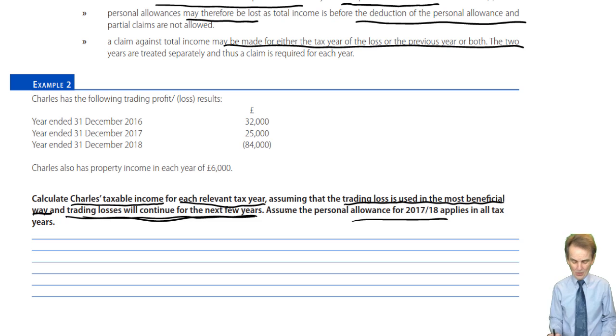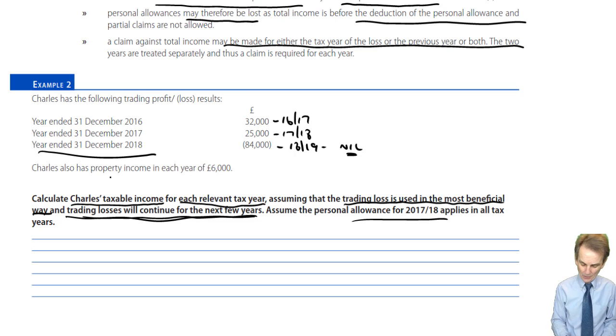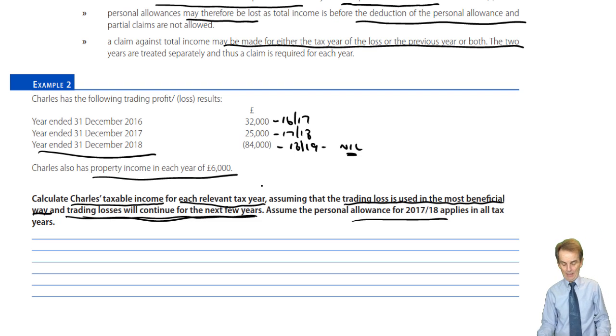So what do we have? We've got our years ended December 16, 17, 18. They will therefore be assessed in 16-17, 17-18. And what is our year of loss? The year ended December 18. That, of course, will be assessed in 18-19, and as we know, will give rise to a nil assessment. Charles here also has other property income in each year of £6,000.